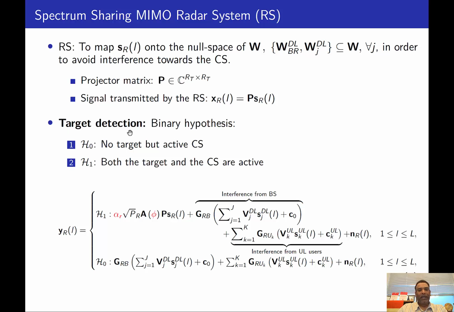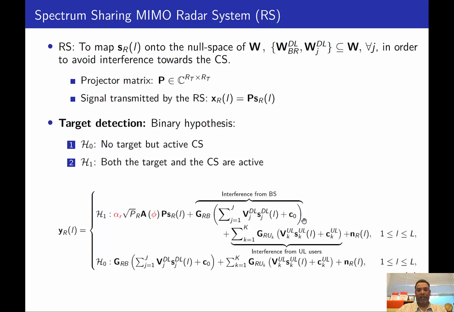So target detection uses binary hypothesis testing here. H0 is no target but an active cellular system. The alternative hypothesis H1 is that both the target and the cellular system are active. So the radar received signal Y_R is given by this in the alternative hypothesis. The radar is active, so this is the radar reflected signal. This is the interference from the base station, because the coexistence is happening.